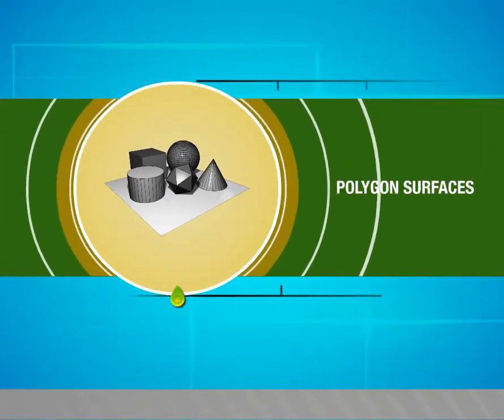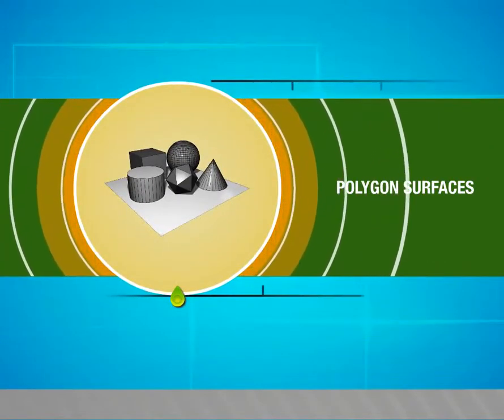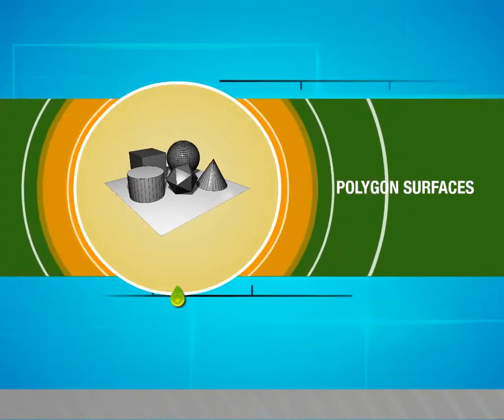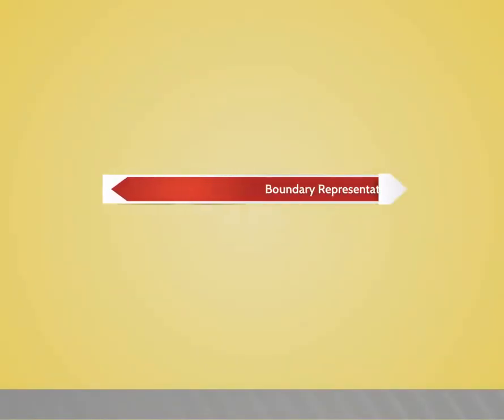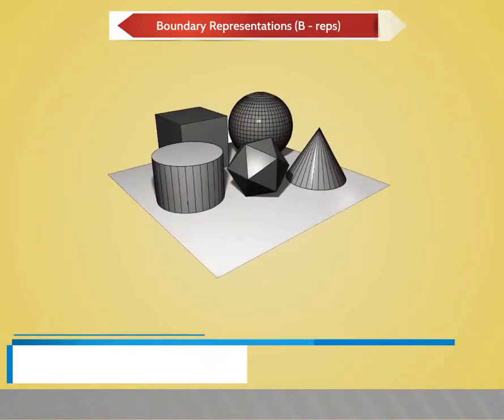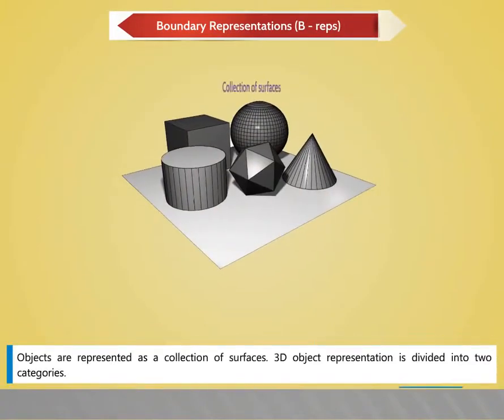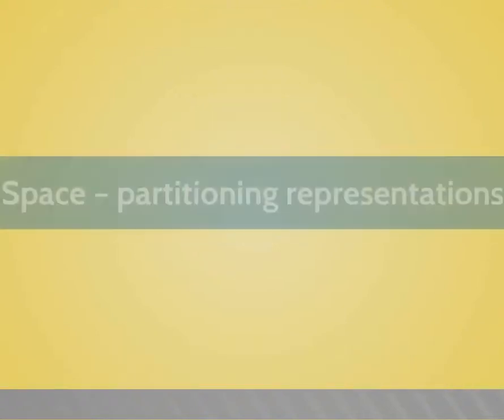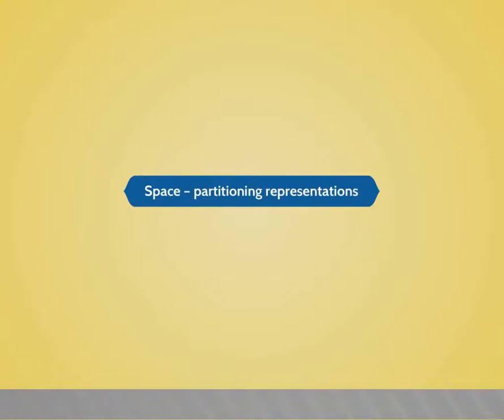Polygon surfaces. In this video, we are going to see about polygon surfaces. Boundary representations, BREPs. Objects are represented as a collection of surfaces. 3D object representation is divided into two categories. Space partitioning representations.